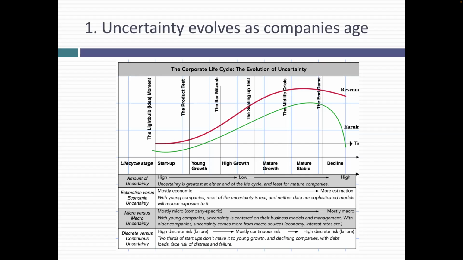You tell me where you're in the life cycle, I'll tell you how much uncertainty you face. And the reality is you face the most uncertainty at both ends of the life cycle with very young companies. Why? Because you don't have a business model, you don't know what the market will look like. To declining companies, because you feel uncertainty about, will this company make it? What's happening in the business. The least uncertainty is in the middle.